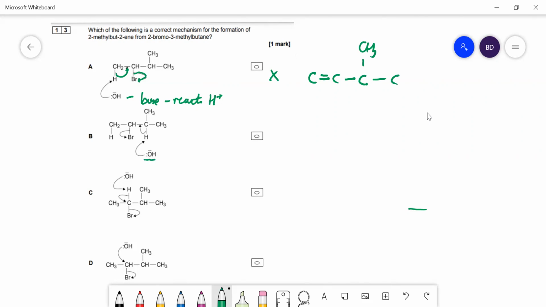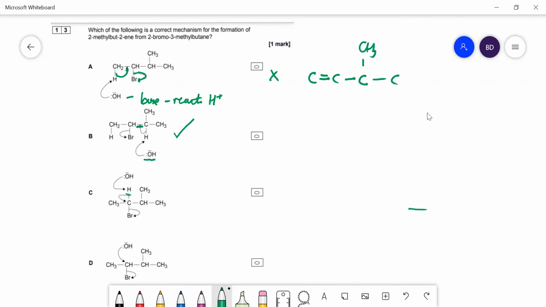The OH minus is acting as a base here, and the pair of electrons go to form a pi bond, so the mechanism's okay. Is it going to give us the bond in the right place? It's going to give us a double bond there, which is going to be 3-methyl-butene. So that is the right one. Let's just check the others are not right.